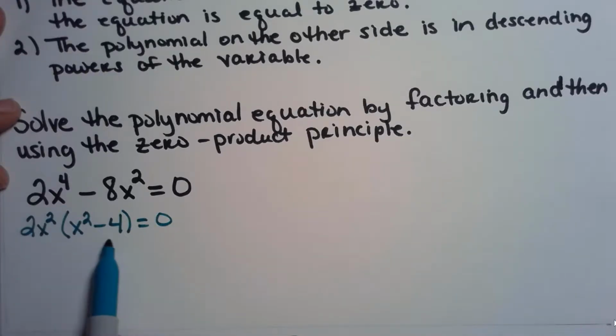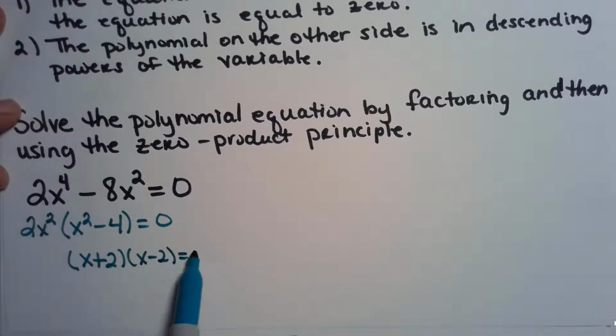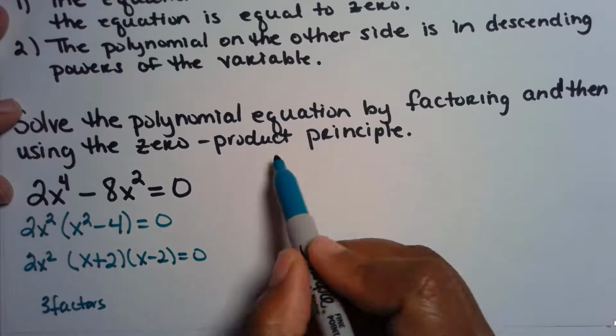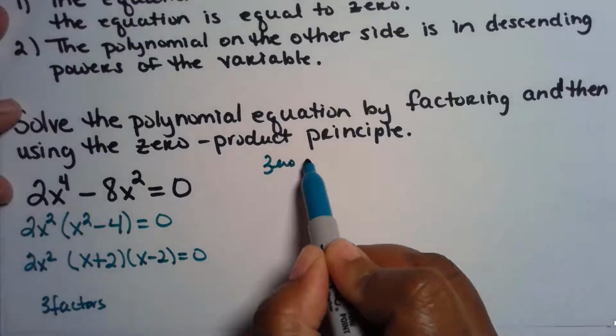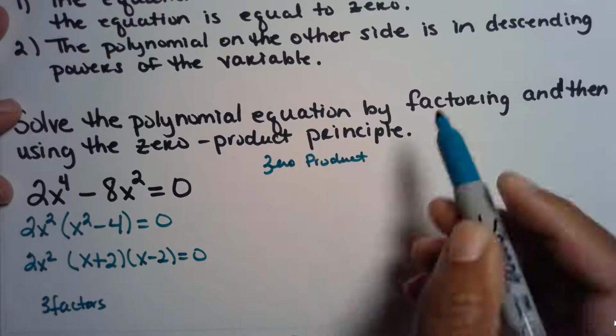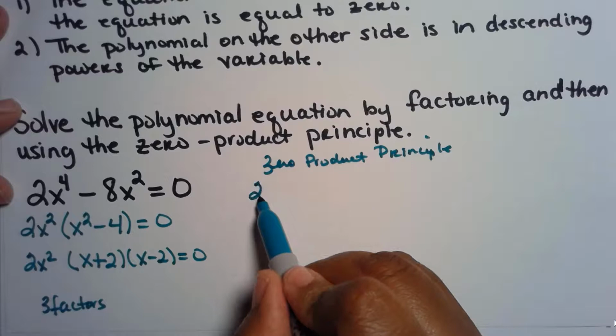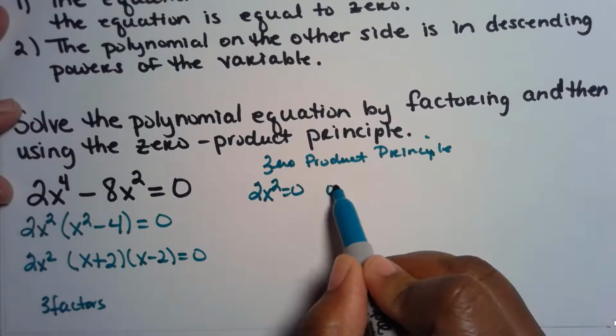Then this x squared minus 4 can be factored again. (x plus 2)(x minus 2) equals 0. Don't forget about the 2x squared. So now at this point, we have three factors: the 2x squared, the x plus 2, the x minus 2. We're going to use the zero product principle, where we're going to set each of those factors equal to 0 and solve.